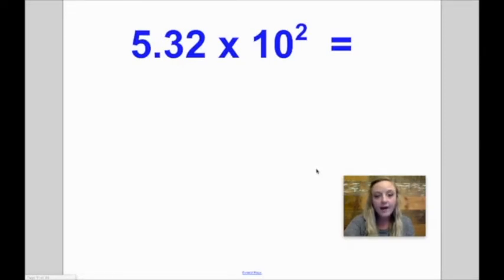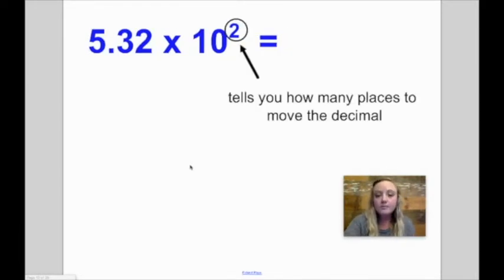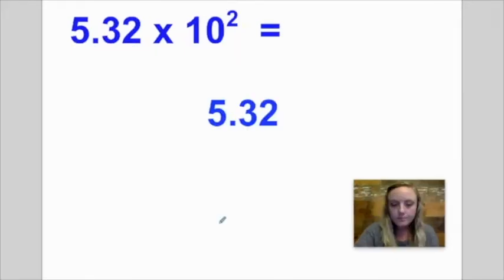Here we have 5 and 32 hundredths times 10 to the second power. If you remember, 10 to the second power is the same thing as 100. When you multiply, your answers get larger. The product is larger than the factors. When you are multiplying with an exponent, this number tells you exactly how many places you can move the decimal point when you multiply. So here I have the number I'm starting with, 5 and 32 hundredths.